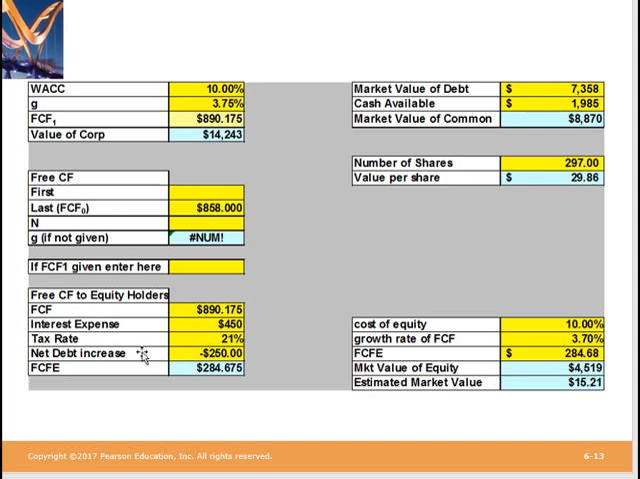In this case, this model shows $4,519 is the market value of equity. And this particular model, looking at the free cash flow to equity, gives us an estimated market value of $15.21. Now the free cash flow model was up here. This is just another model that's provided in this spreadsheet that shows another way of coming up with an estimate of the value of a company's stock.